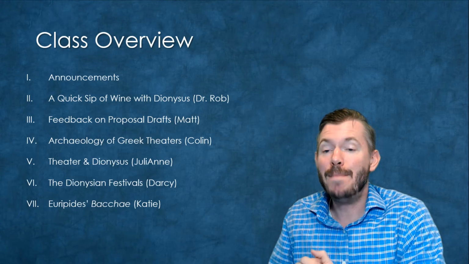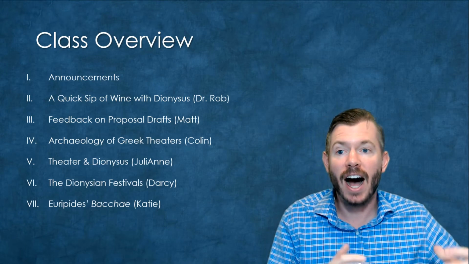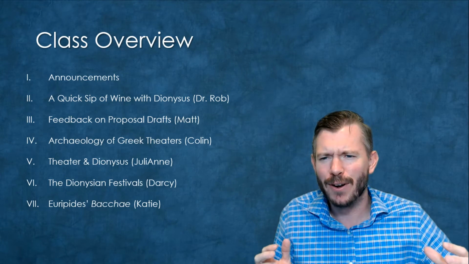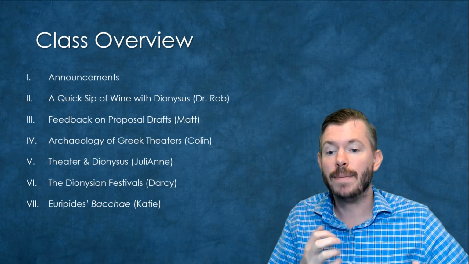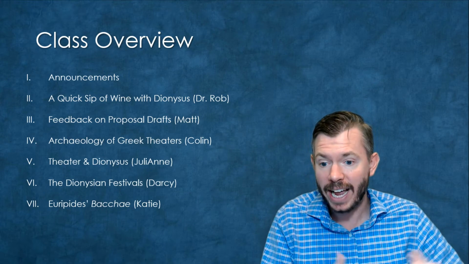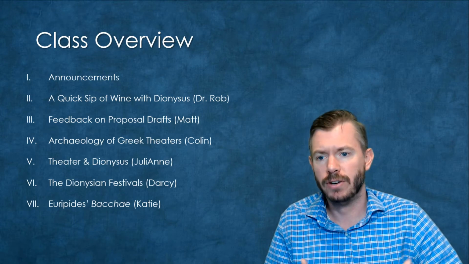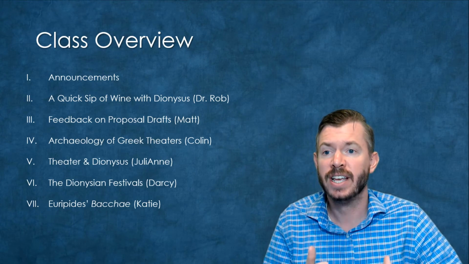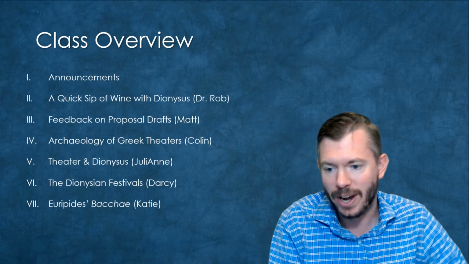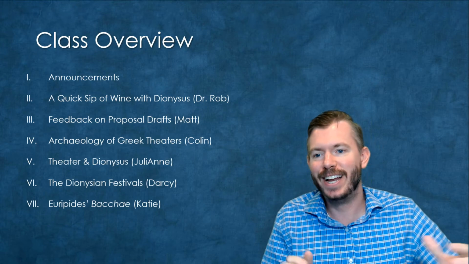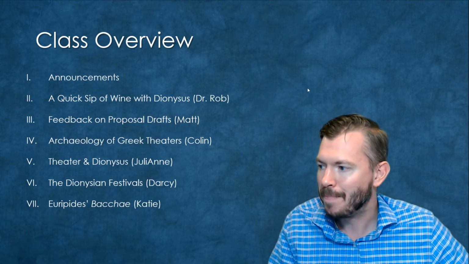After I do that, Matt's going to talk a little bit about feedback on the research proposal drafts. Then Colin is going to go into the wonderful world of archaeology and tell us about Greek theaters. Julianne is going to talk about how that relates to Dionysus. And then Darcy will talk about the official festivals and rituals associated with Dionysus at the Dionysian festivals, both the one in the city and the one in the country. And then last but certainly not least, Katie will tell us about this week's reading, Euripides' Bacchae.